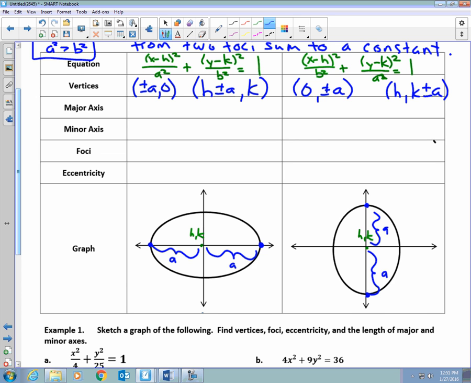The length of the major axis is the distance from one vertex to the other. What is the distance from one vertex to the other? Twice the a value in both situations. The minor axis is the distance between the other sides, and it's stretched b units in each direction. So what is the length of the minor axis? 2b.